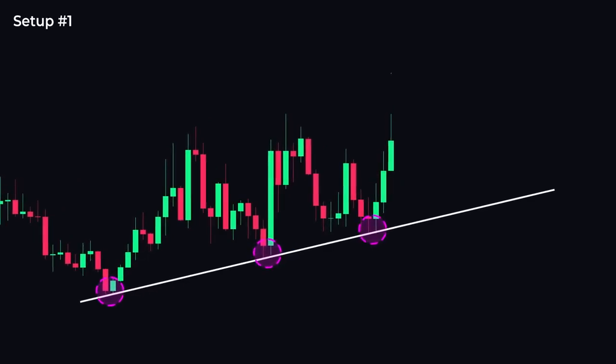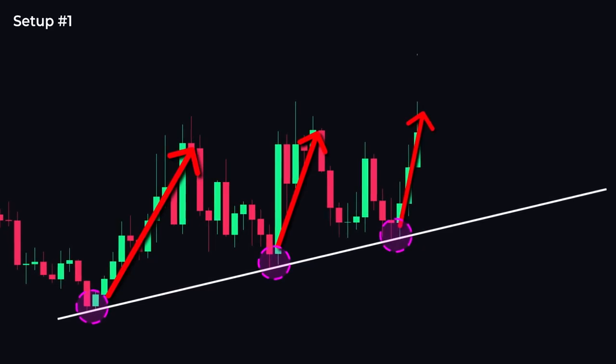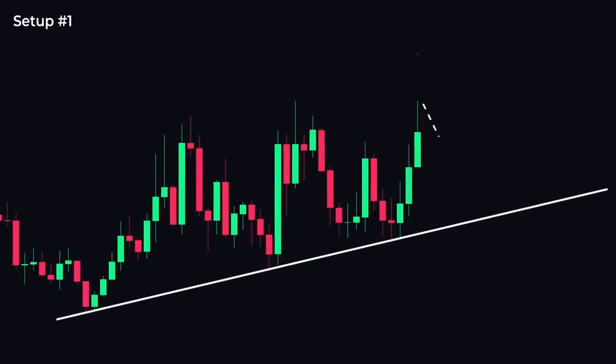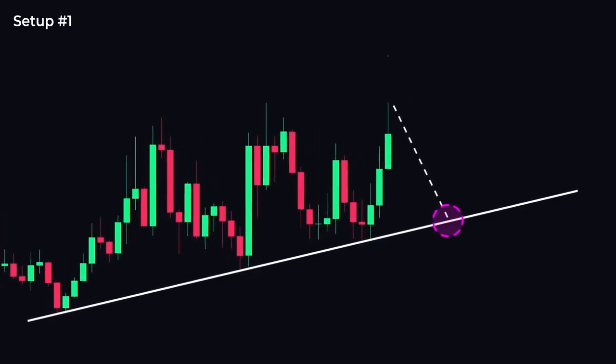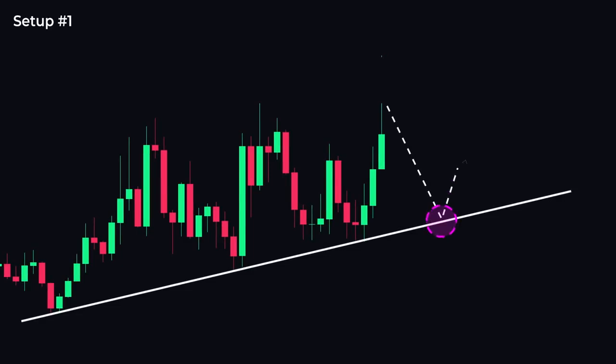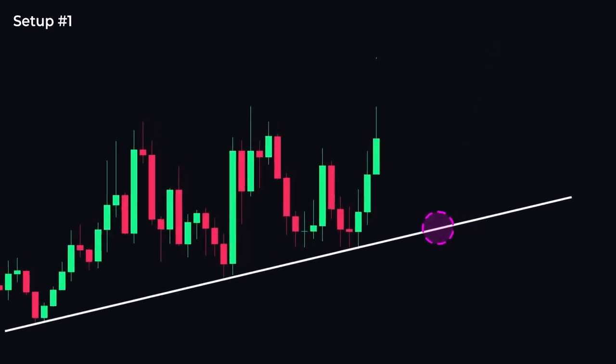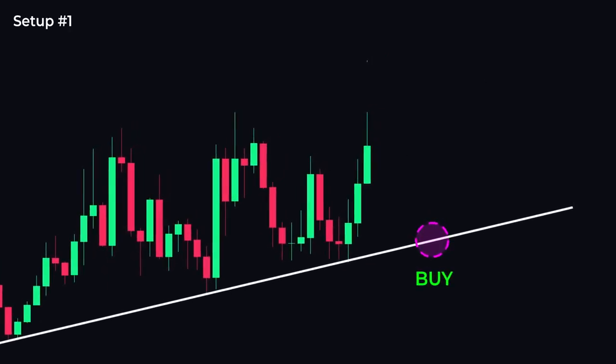Now, notice that in the past, price tends to bounce off the trend line every time it touches it. This tells us that in the future, if price ever approaches the trend line again, there's a high probability that we can expect another bounce. So, a possible trade setup here would be to take a buy trade if price retraces to the trend line.